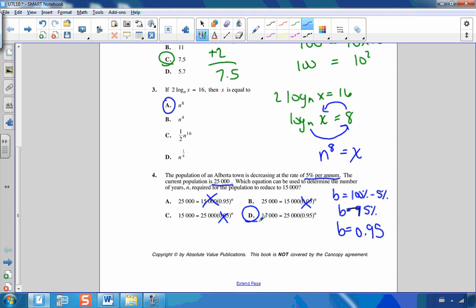Let's just finish the rest of the question to make sure. Which equation can be used to determine the number of years required for the population to reduce to 15,000? So that's your end amount, which is right there. So yes, D is in fact the answer.